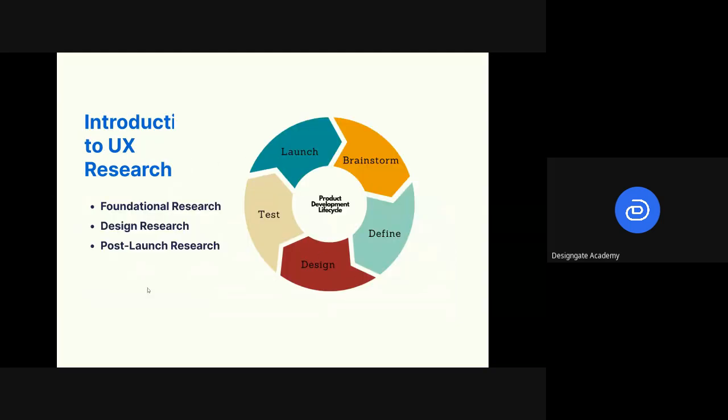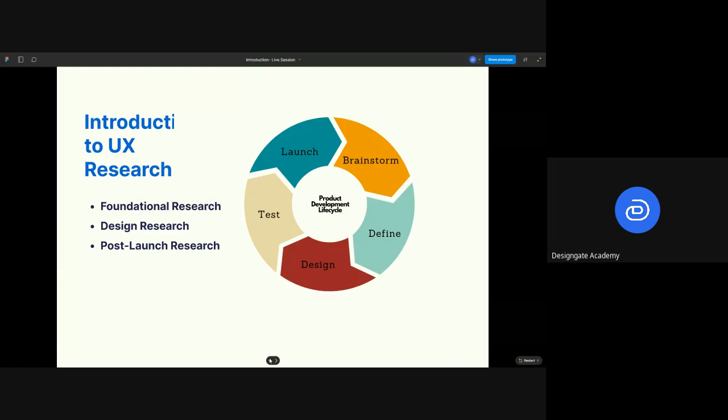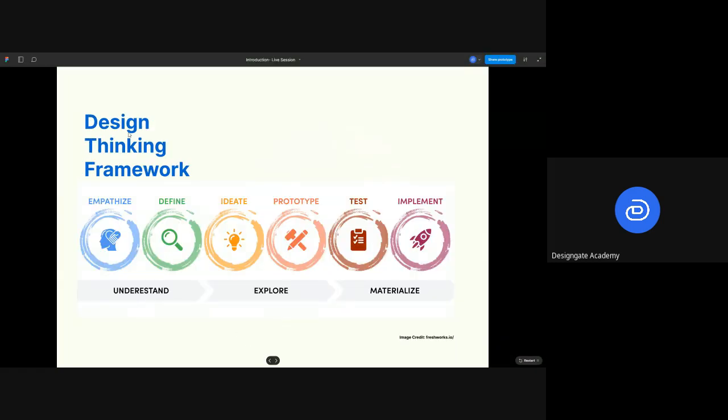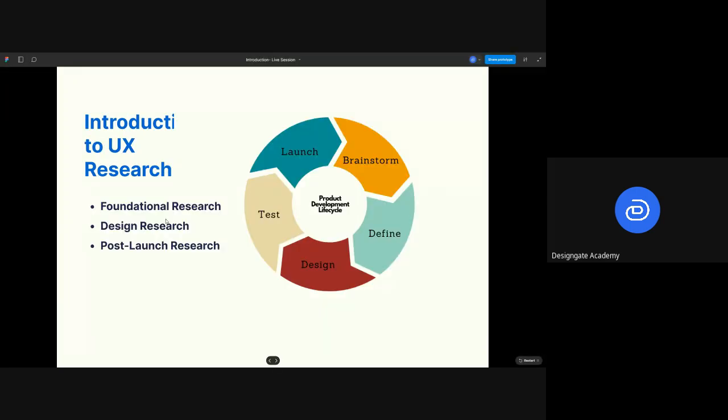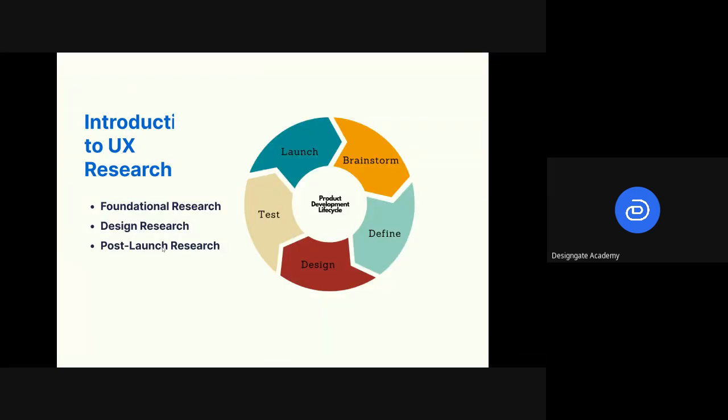Based on what we said about research here, okay, based on what we said about understanding, that you want to do research, there are three major types of research. I hope people are taking notes. You can always rewatch the video and take notes again, but make sure you are really understanding it and taking notes. So when it comes to research, you have three types: foundational research, design research, and post-launch research.